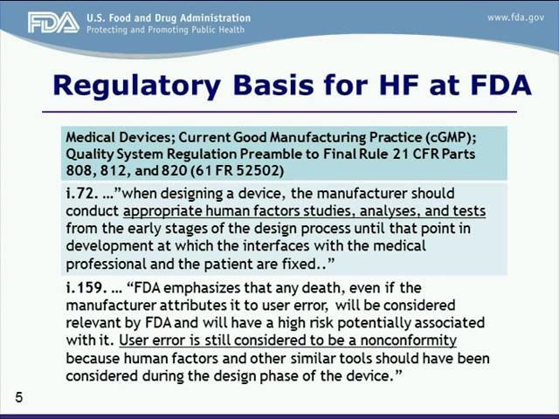Also in the preamble to CGMP, you'll notice human factors is mentioned specifically. We identify that the manufacturer should conduct appropriate human factors studies, analyses, and tests in the early stages of the design process. So again, here it is outlining that human factors is a portion of product development that follows through the product development process. And also later in the preamble, it's identified that use error is considered to be a nonconformity. The idea here is that this is emphasizing that human factors is part of risk management. It's part of understanding how the device can perform in a manner that is safe and effective for use.